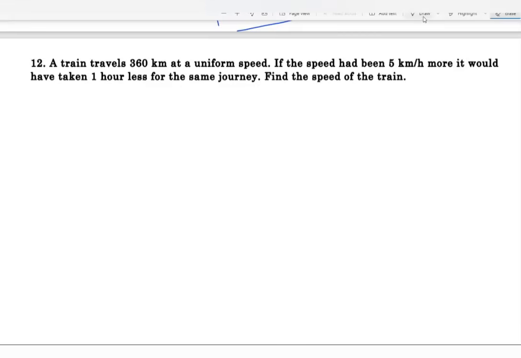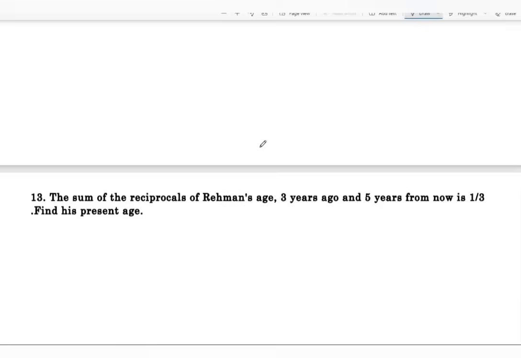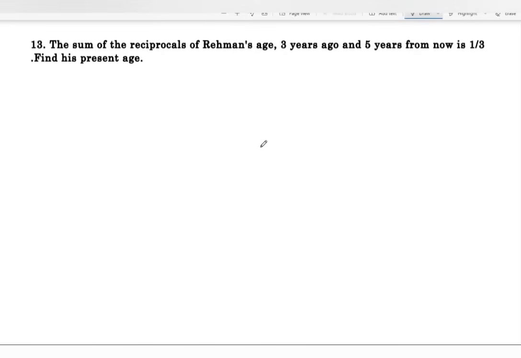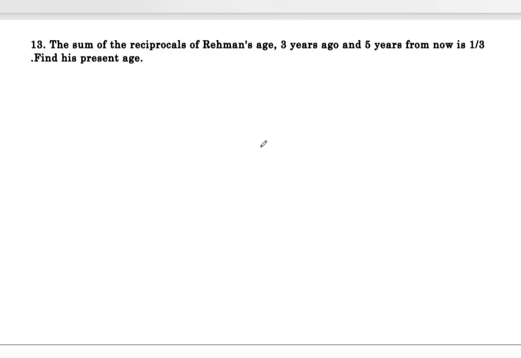I have already solved this question, you can check it out. Very important question. Moving to next question, very important 4 mark question.